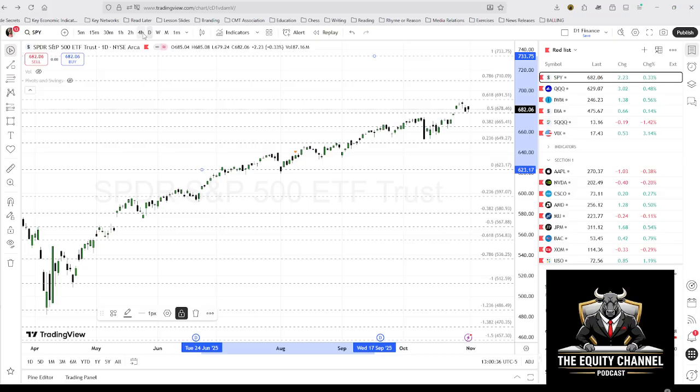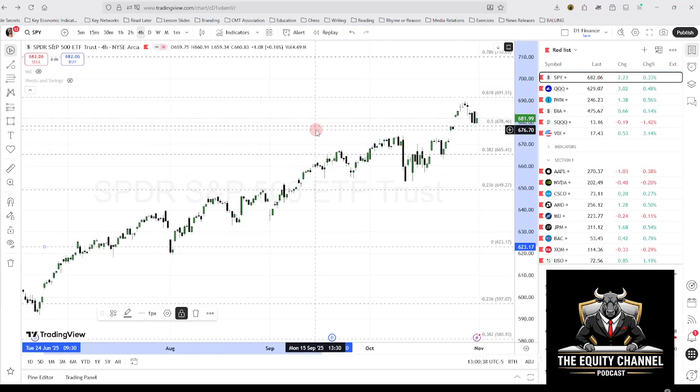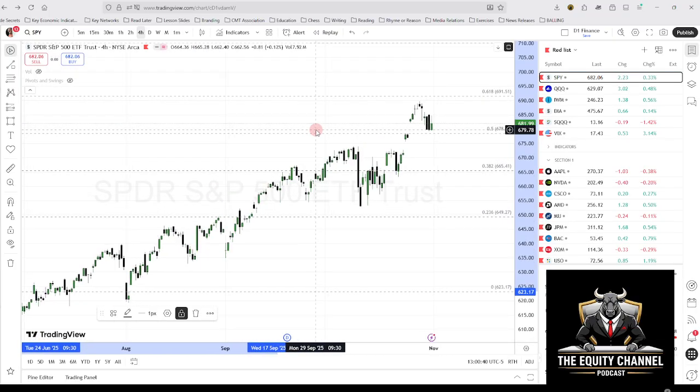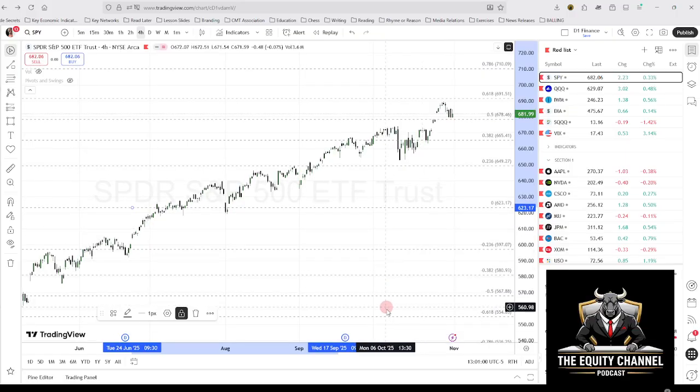Let's go to the 4-hour chart here. All right, and let's take a look here. So to the downside here, this 38.2 is my first support. This 23.6 is my second support, and this 0 mark here, right? This origin mark here is my third support. All right, everything beyond that is an extension if the market was to continue to break downward.